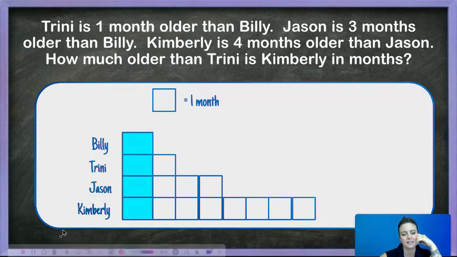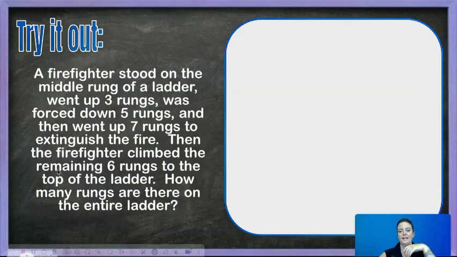Make sure you have space on your paper, and let's look at what we've got. Okay. So a firefighter stood on a middle rung of a ladder. He went up 3 rungs, or she, I don't know why I said he. They went up 3 rungs, were forced down 5 rungs, and then went up 7 rungs to extinguish the fire.